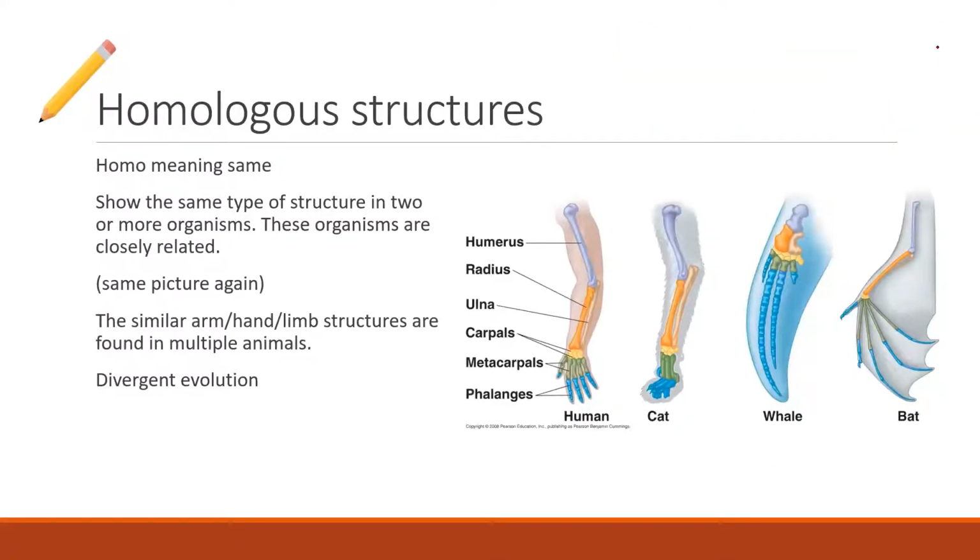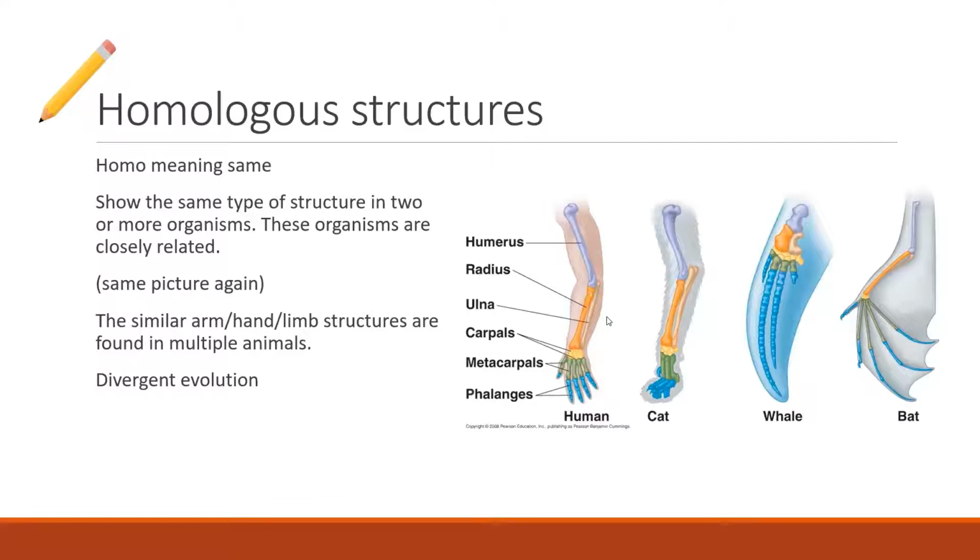So, homologous structures. Homo means the same, by the way. Homo erectus and Homo sapiens mean the same sort of thing. A homosexual is someone that likes someone of the same sex. So homologous means the same. In this case, we're looking for the same type of structure in 2 or more organisms. These organisms are related.